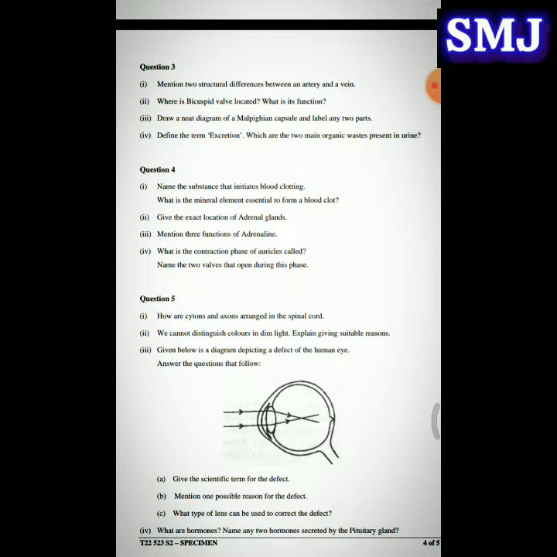Next question. Question number 4. Name the substance that initiates blood clotting. So the answer is, the substance which initiates blood clotting is tissue thromboplastin. And next question, what is the mineral element essential to form a blood clot? The answer is calcium. Next question, give the exact location of adrenal glands. The answer is the adrenal glands are present on top of both kidneys.